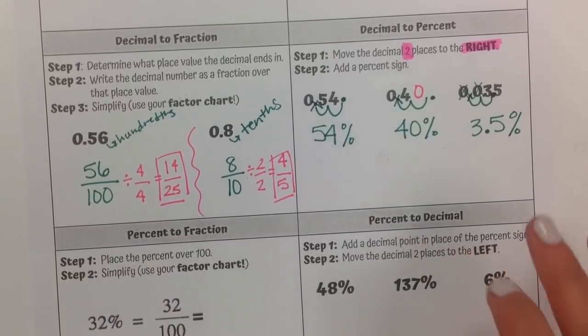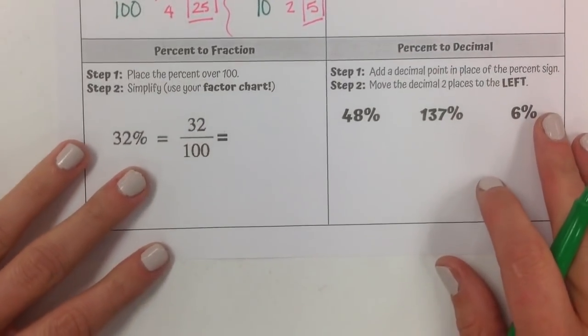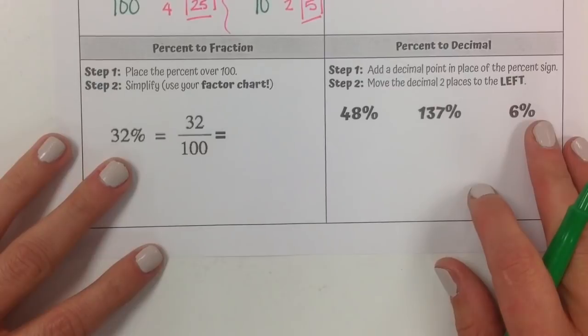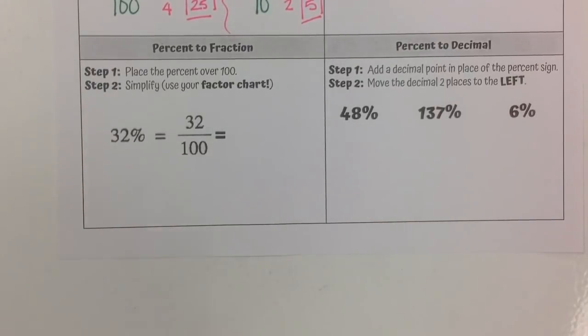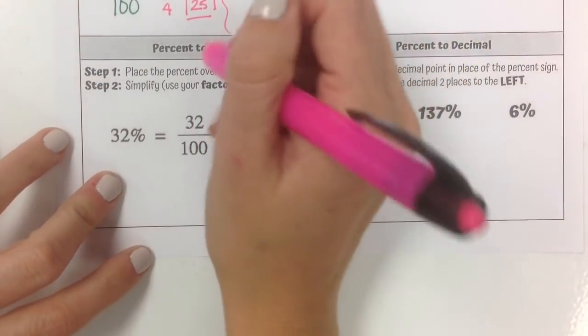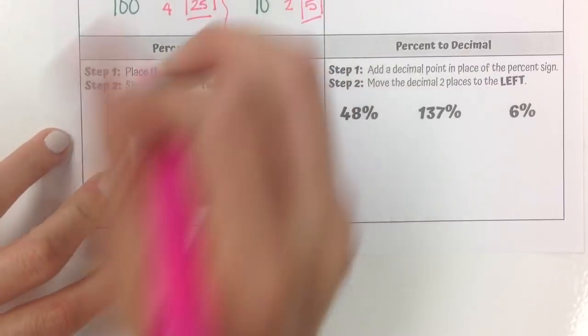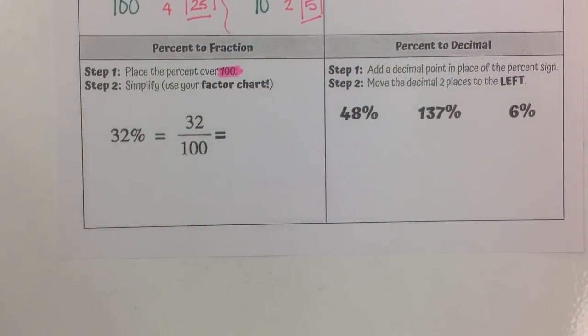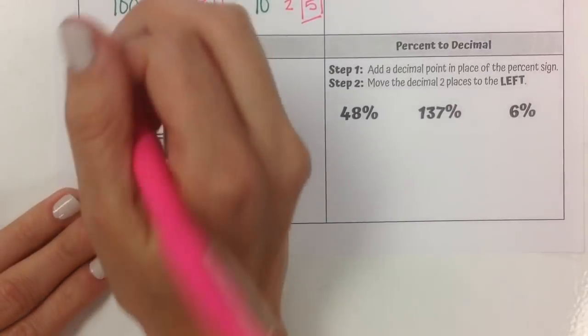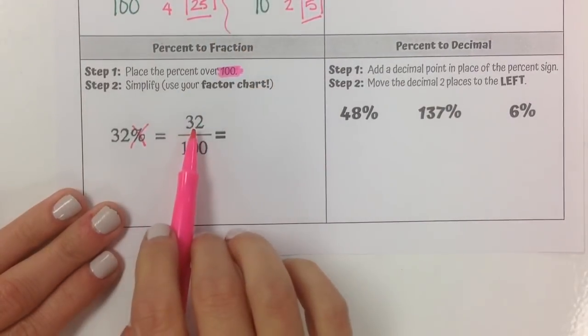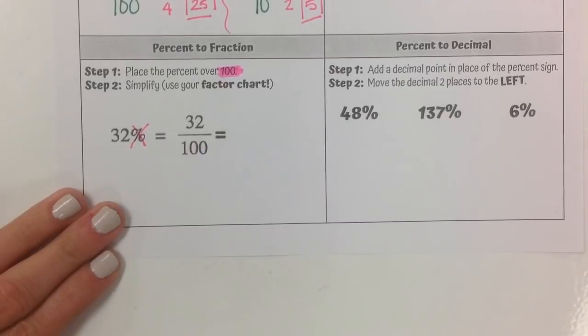All right, now let's look if we start with a percent and are changing to either a fraction or a decimal. So a percent to a fraction. Well, if we think about percents, percent is out of 100. So basically, we are going to set it up as a fraction over 100 every single time because that's what percent is out of. So if we look at this, I take my percentage of 32. I kind of ignore the percent sign, write it as 32 over 100.